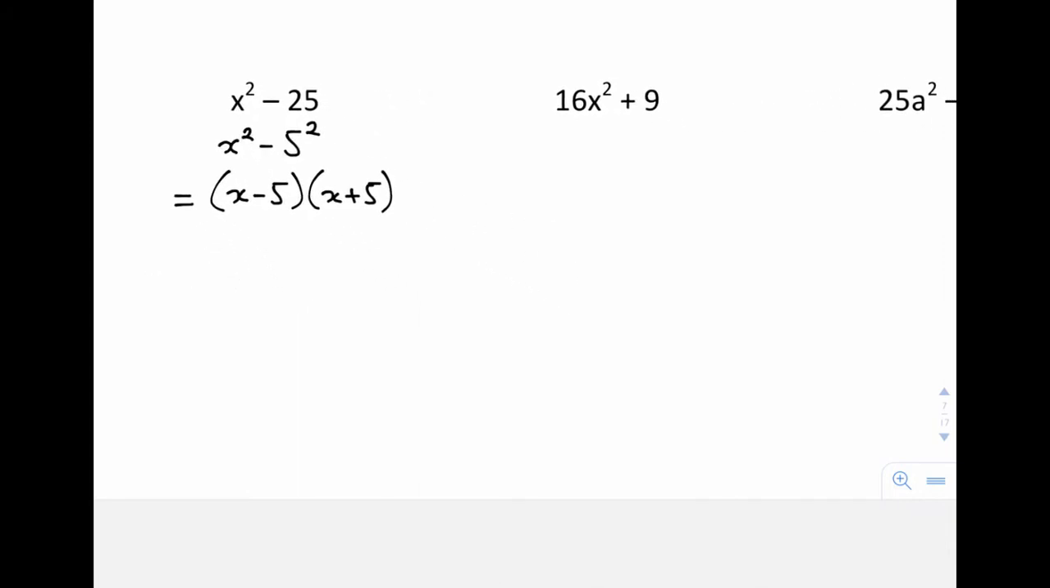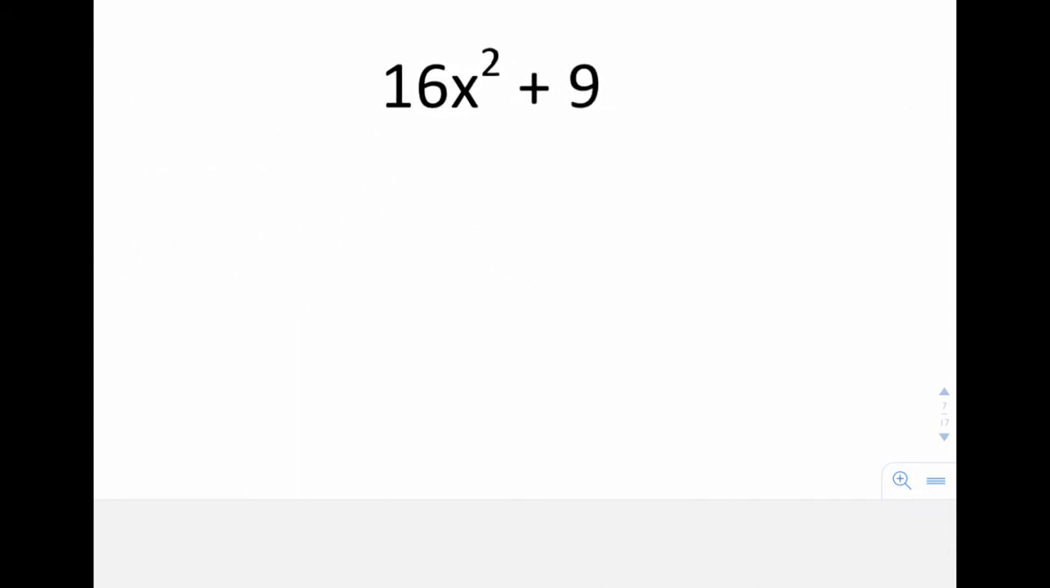Okay, now for the second one, well, we almost have all the requirements of a difference of squares except that this is not a difference, it's a sum. So although the 16x squared is a perfect square, and the 9 is a perfect square, we need to have a subtraction in the middle. So this is not factorable. Not factorable.